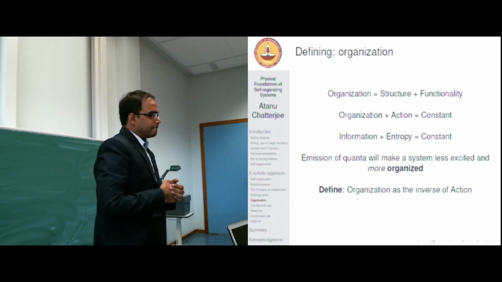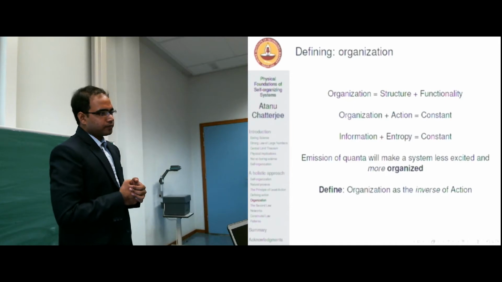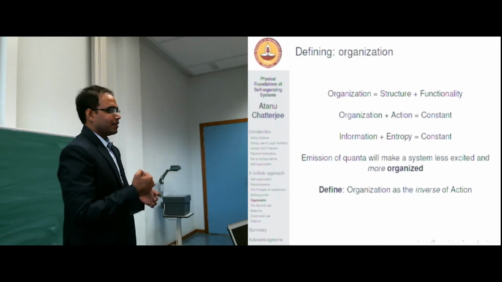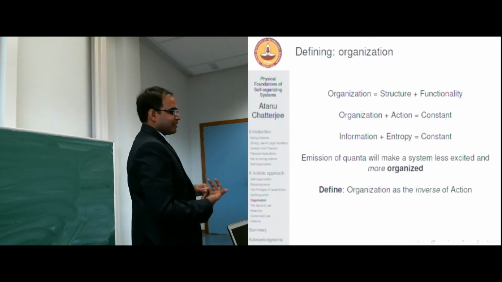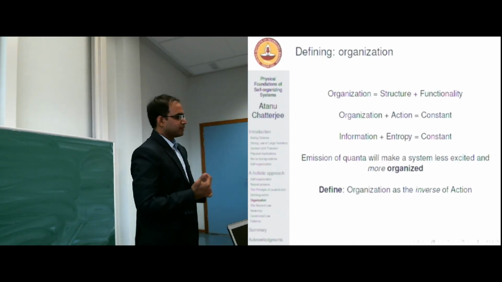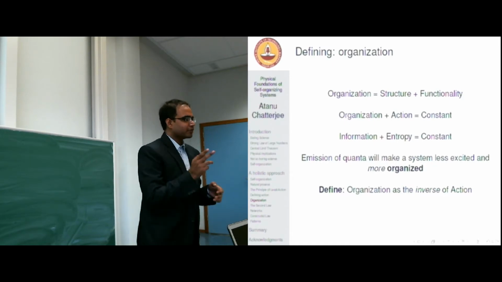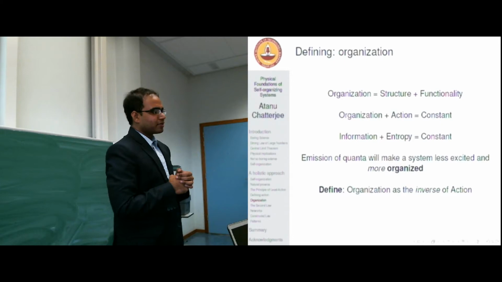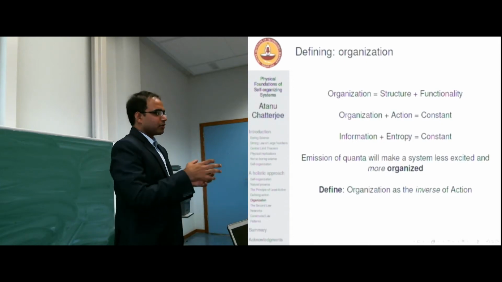So you actually have two completely different definitions for organization. No. In one, you add it with action and then it stays constant. So if action is X, organization is minus X. Yeah. And in the other you say if action is X, organization is 1 over X. Yeah. So what is the disparity between these two definitions? How can you say that both are not related?